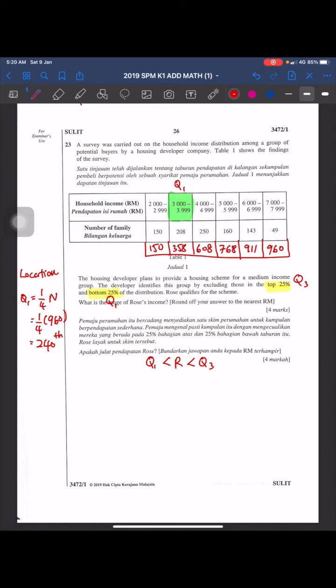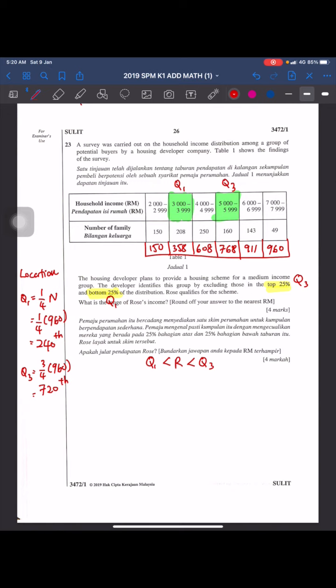Okay, next kita cari location of Q3 pula. Q3, third quartile, 3 over 4n is 960. So 3 over 4 times 960, kita akan dapat 720. Okay, location dia, bukan value, this is only the location. So 720 is actually this column. Betul? So this is our Q3. Next kita dah tahu location, so kita boleh cari value dia lah.